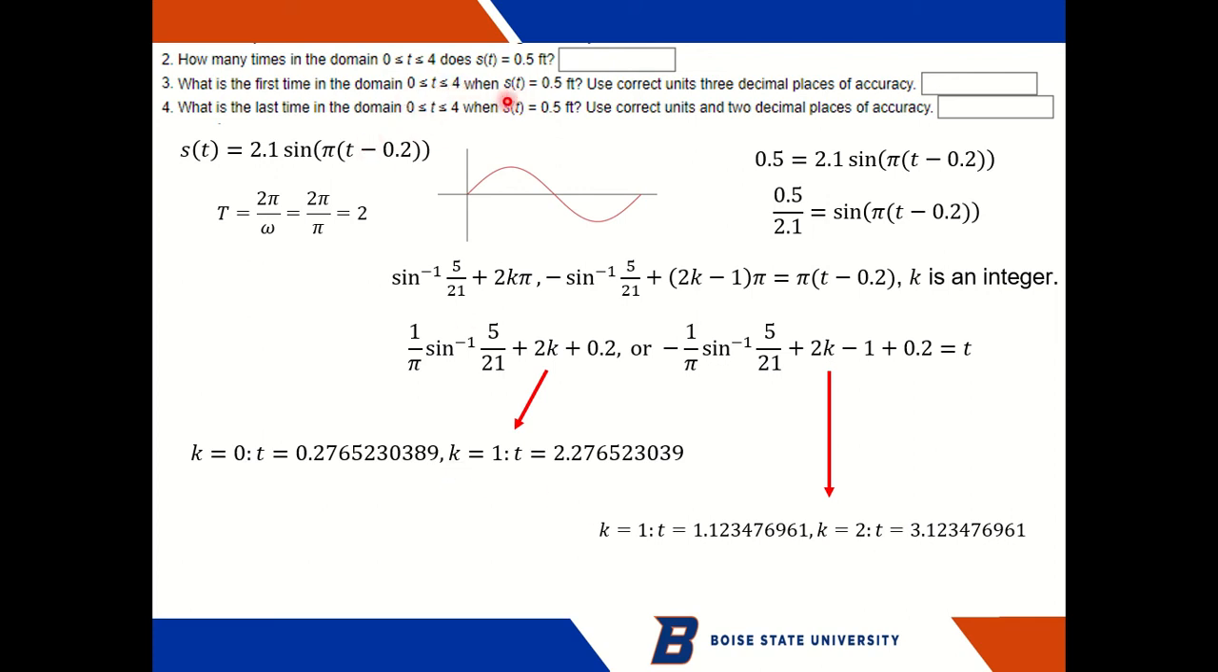And so now your answer to part 3, they ask what's the first time in the domain, and that would be this number. Since they're asking for 3 decimal places of accuracy, you would type in 0.277 because that 5 is going to bump the 6 up to a 7. And then in part 4, they would ask what's the last time in the domain, and that would be this number over here, 3.123. That 4 causes you to leave the 3 right where it is.